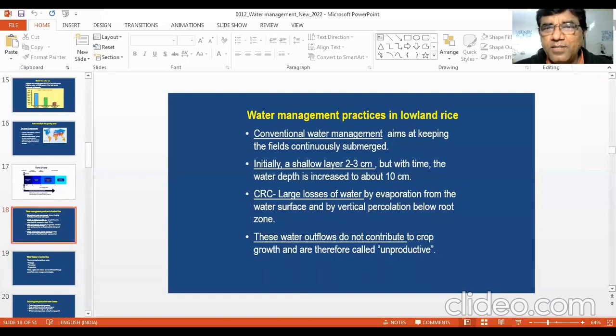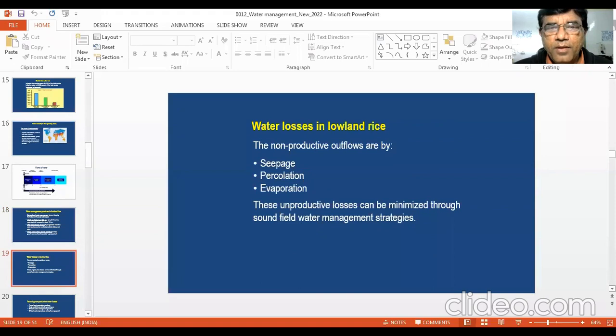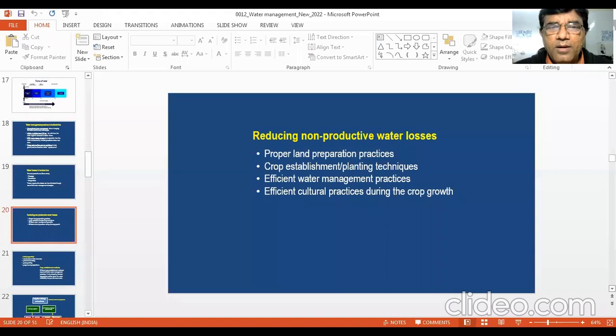Water management practices in lowland rice. We have seen what the practices are under conventional rice culture, and water losses by seepage, percolation, evaporation. And the purpose of water management should be to reduce the non-productive water losses like percolation or seepage. What can be done? Proper land preparation, crop establishment, planting techniques, efficient water management, and efficient cultural practices. So these four can help to reduce the non-productive losses of water.